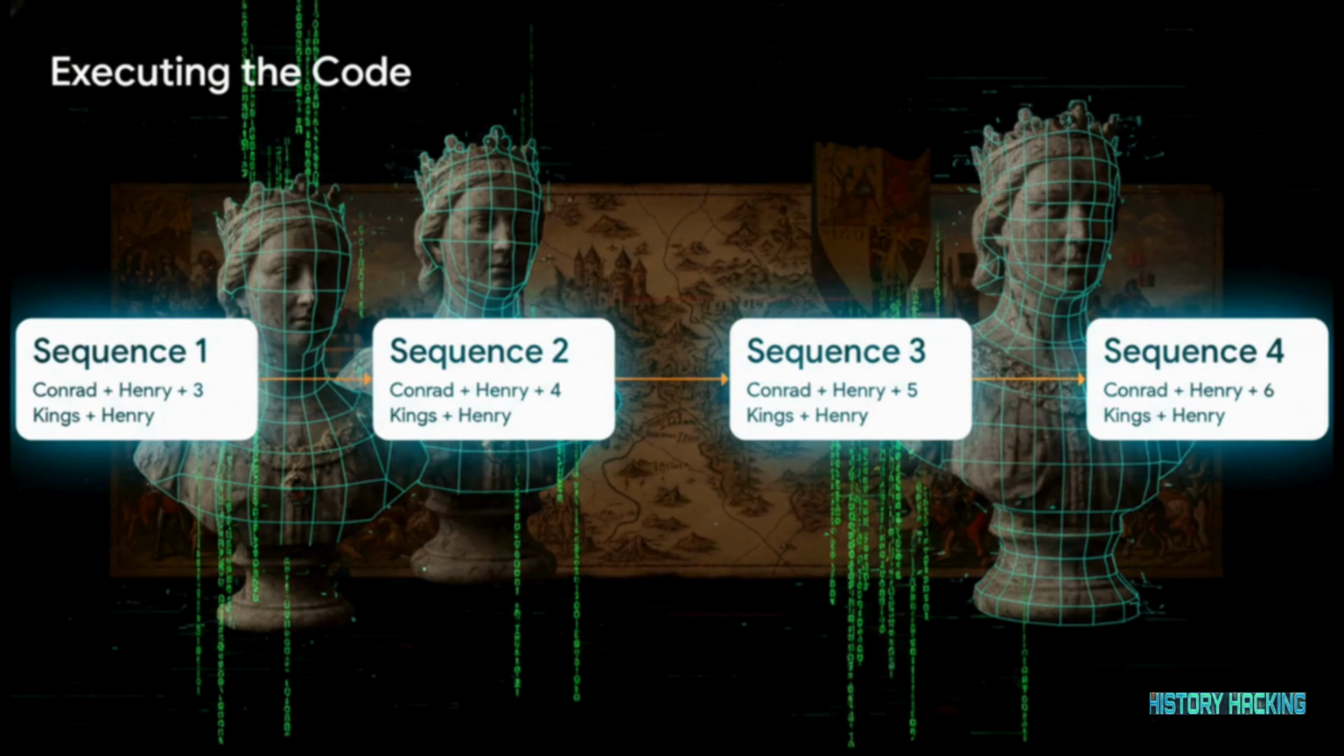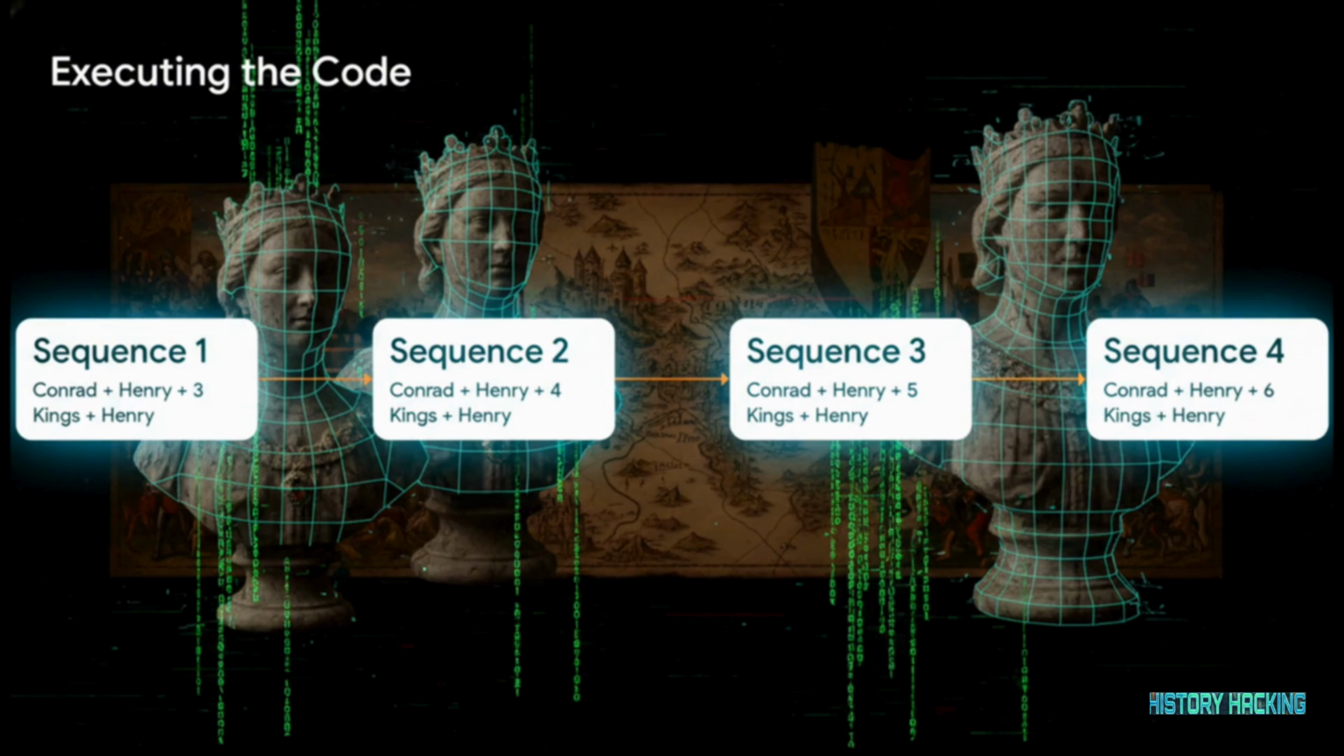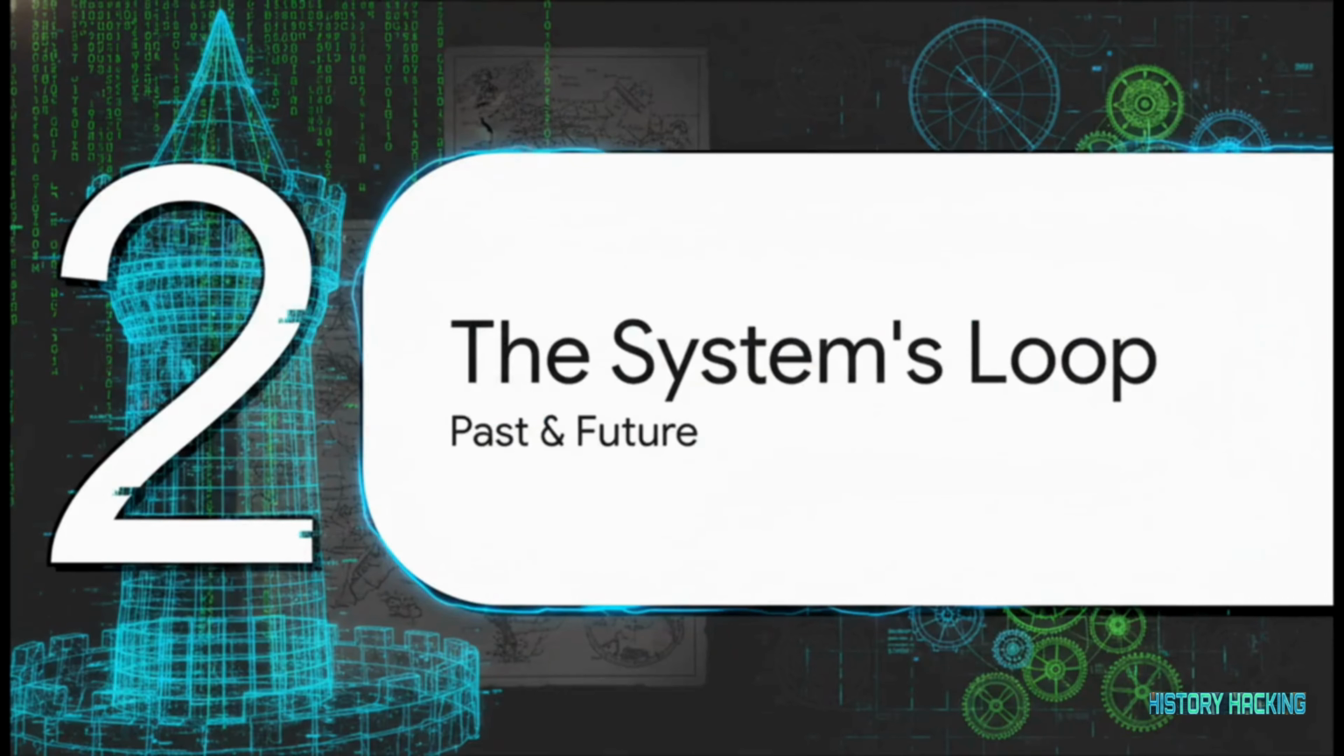Now watch this. This is the wild part. The code executes perfectly 4 times in a row. The first sequence has 3 kings in the middle. The next one, 4 kings, then 5, then 6. That variable, the N, increments by exactly 1 every single time the loop runs. That's a recursive function. That is deliberate. That is programming.